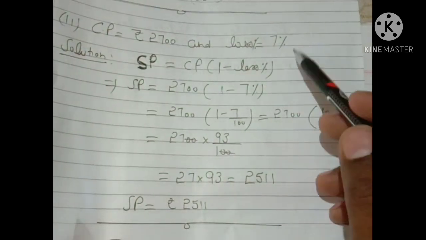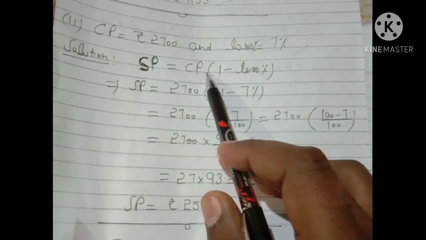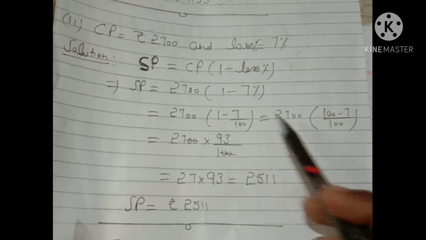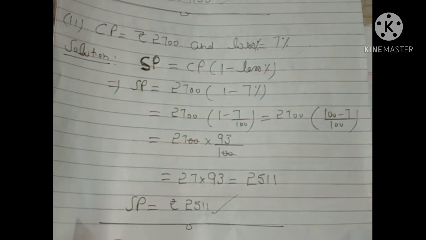So it means when the loss percentage is given and the CP is given, that time we have to apply the second formula, that is SP is equal to CP into 1 minus loss percentage. And by solving this one we can find out the value, means we can find out the solution. So this is the first sum, and now you can see the second sum.